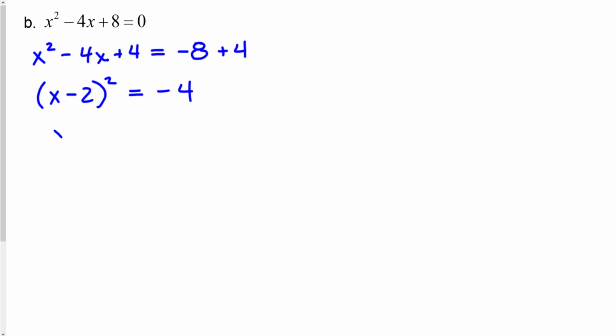Now if I take the square root of both sides, I get plus or minus. 4 is a perfect square, so the square root of 4 would be 2, but since it's a negative 4, I have to consider the imaginary unit i. So x equals 2 plus or minus 2i. Those are the two solutions to this problem. You are, of course, welcome to use the quadratic formula, which you can do on your own and check your answer against mine here if you like.